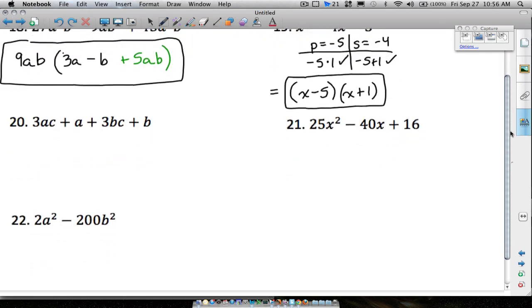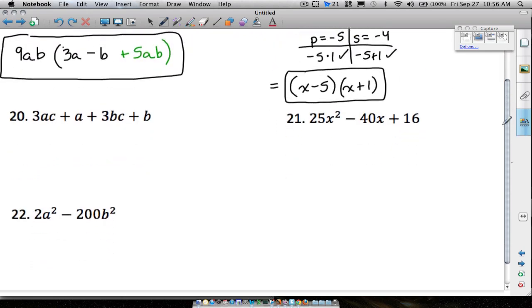This next problem, number 20, factor it completely. Most of the time when you see four terms, you want to go ahead and jump into factoring by grouping. But before we do that, let's look at all four terms and make sure there's nothing in common between all four of them. We cannot pull a common factor out of all four. However, if we group like this, look at that first group we have.